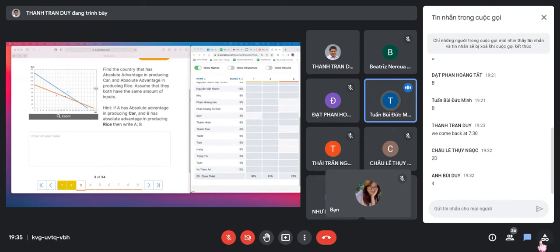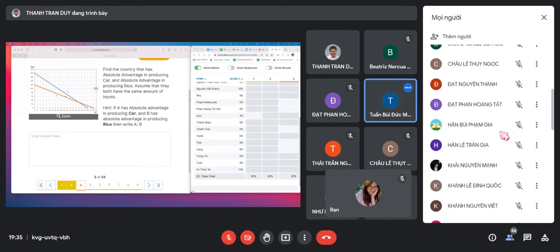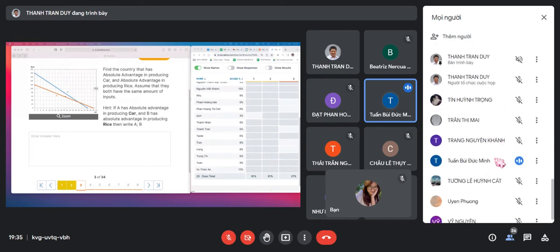If a country has absolute advantage in producing something, when it specializes, its productivity is bigger than the other country. No, the question does not ask you about specialization or anything else. Just look at the diagram, and we know whether the country has absolute advantage in anything.